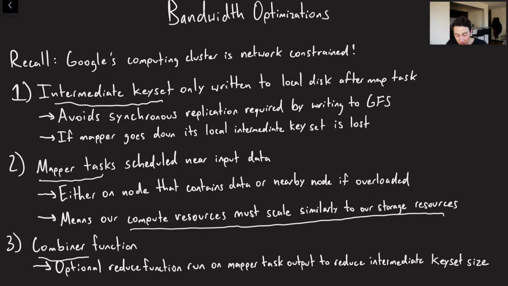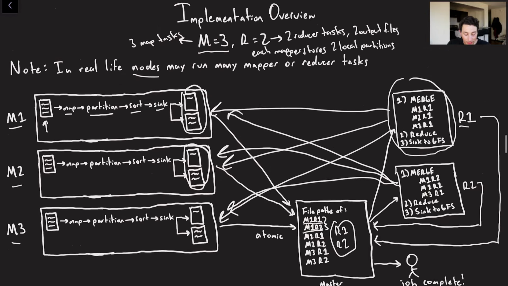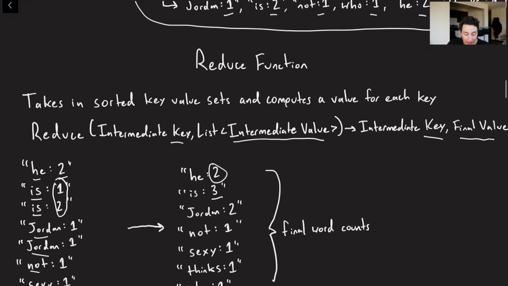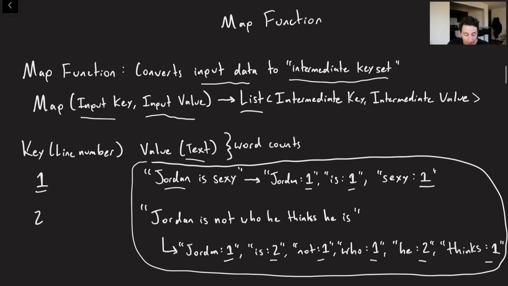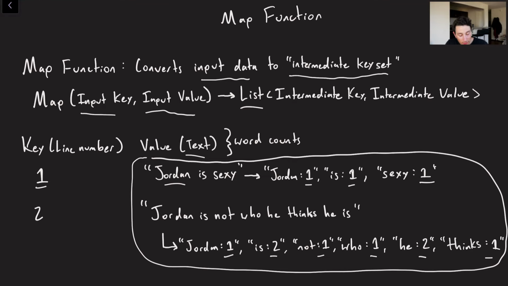And then the last piece is something called a combiner function. So note, for example, our map task. We had this example right here. Let's imagine this was all one map task, and we were about to send all of this data over the network to a reducer node.